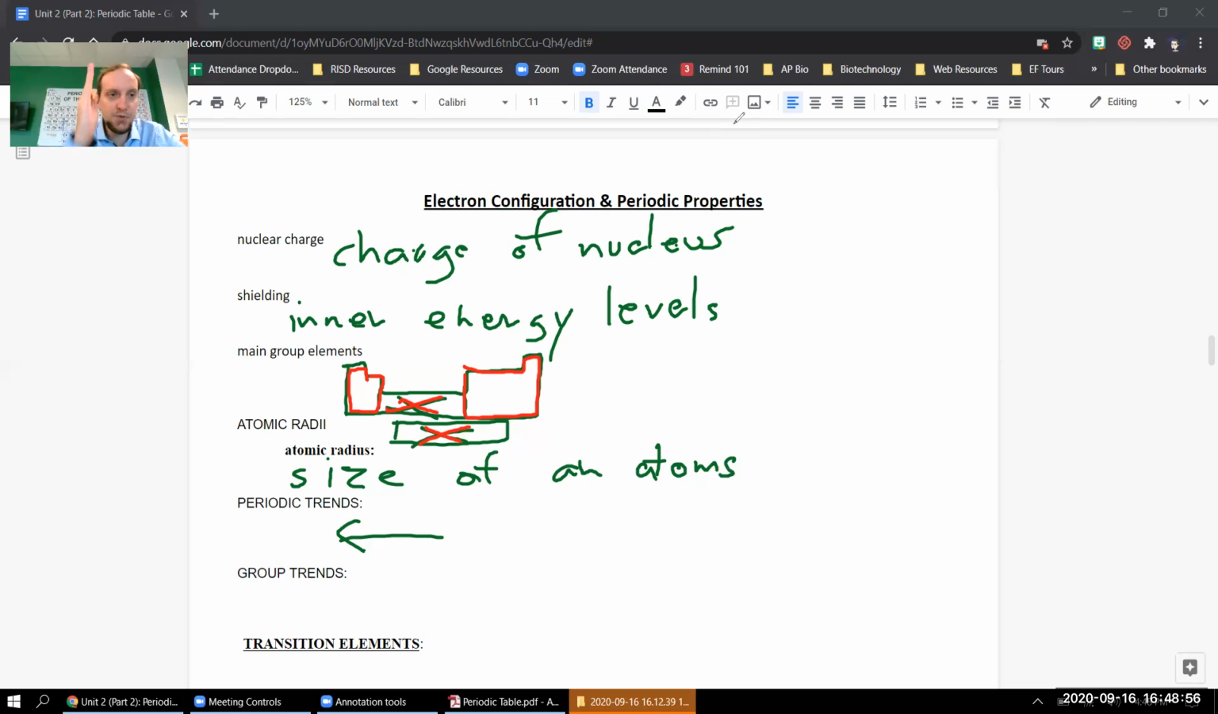Now the group trends, which again are your columns. Going down any group, pick any group of the main group elements, and as you go down, not surprisingly, they do get bigger. And that's because you're adding more and more energy levels. Remember, every element on the second period is going to have 2 energy levels. Every element on the fourth energy level is going to have 4. So you're going to add 1, 2, 3, 4 all the way down to 7 energy levels. So naturally, not too surprisingly, they do get bigger as you move down the periodic table.